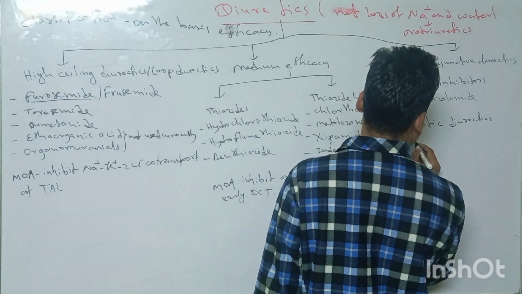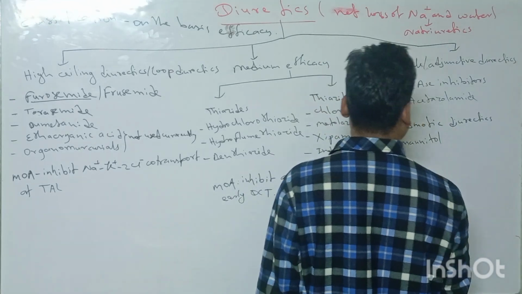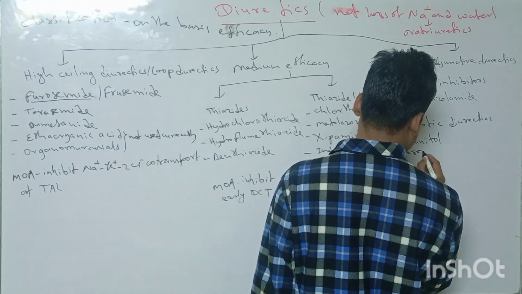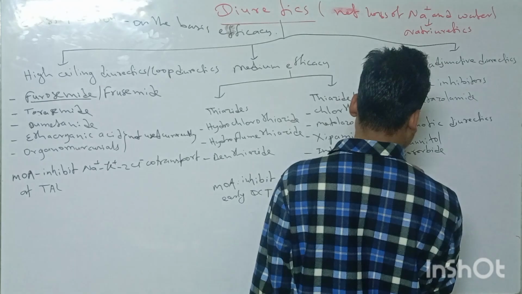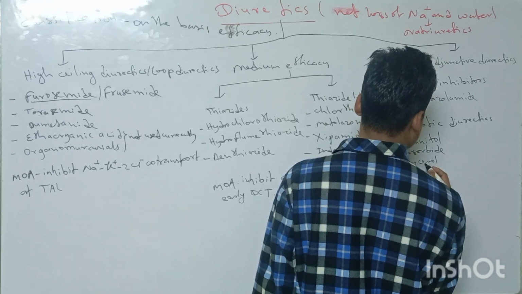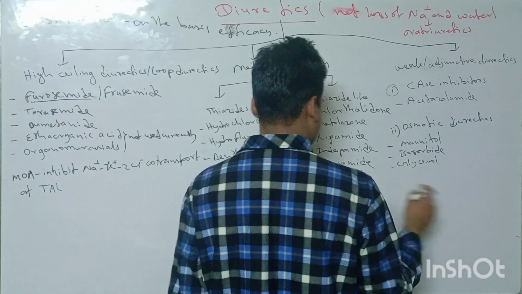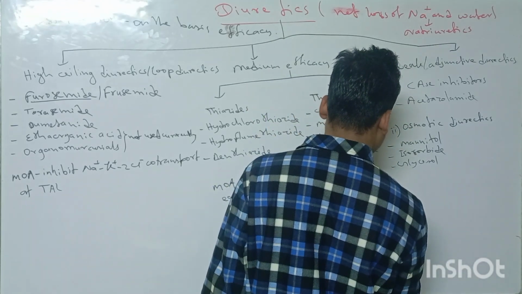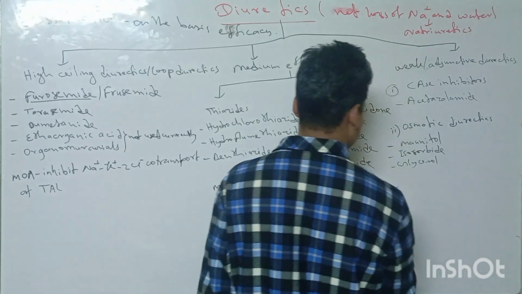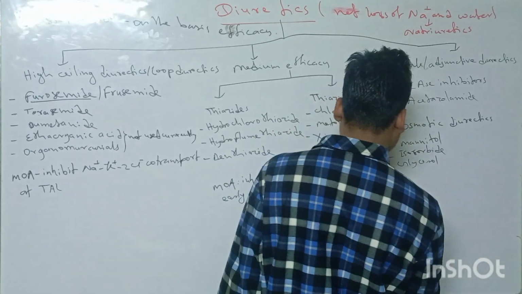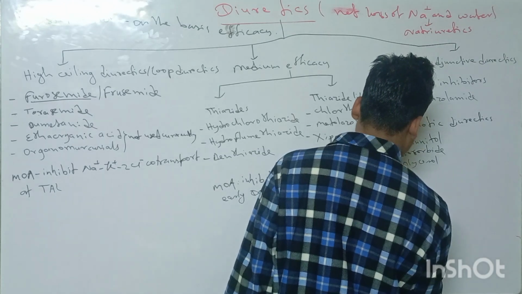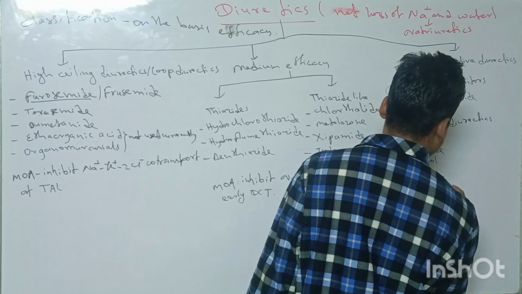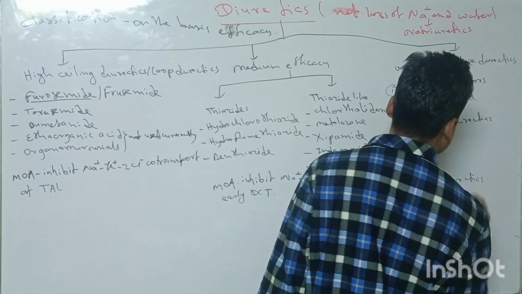Examples: mannitol, isosorbide, and glycerol. And again next will be number 3. In this number 3, again there will be two subcategories: potassium sparing diuretics.